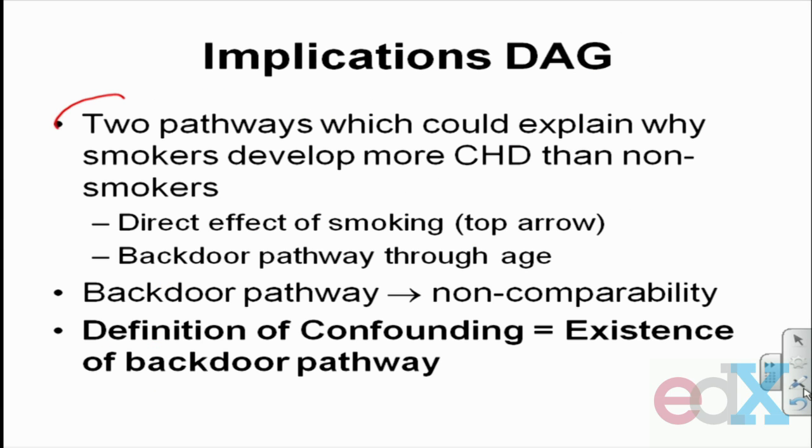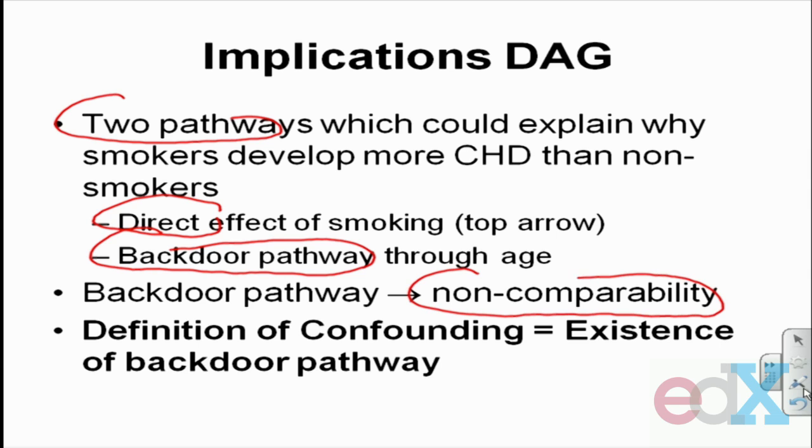These two pathways that I'm referring to is the direct pathway, linking smoking directly to your risk of developing heart disease, and what we call this backdoor pathway that goes through age. So we don't know whether our risk ratio equal 2 is reflecting the influence of the direct pathway, that top arrow, or this backdoor pathway that goes through age. So that backdoor pathway is reflecting the non-comparability. It wouldn't exist if the smokers and the non-smokers had the same age. There'd be no link between age and your exposure status.